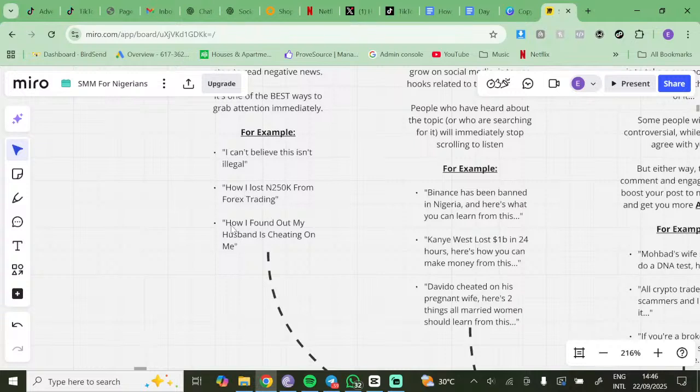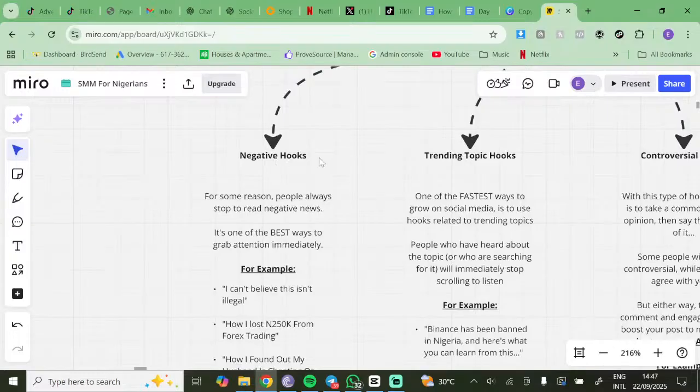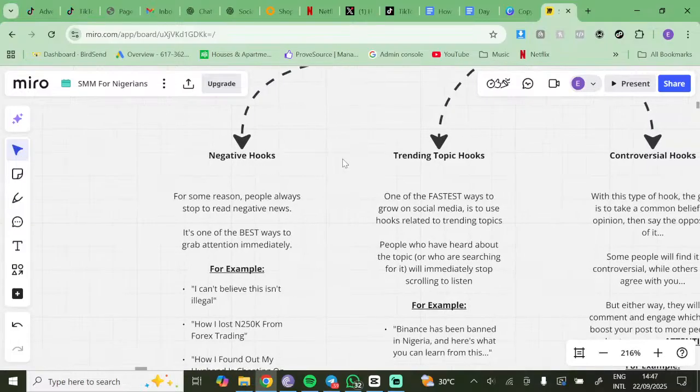Now, also, let's say you're in the relationship niche, okay? Let's say you're in the relationship niche, selling a digital product that teaches women how to find out if their husband is cheating, right? You could say, here's how I found out my husband was cheating on me, right? So now imagine if you have a digital product that teaches women how to clone their husband's WhatsApp, right? This would be such a good hook to grab their attention for your content, okay? So negative hooks are one of the types of hooks you can use, okay?